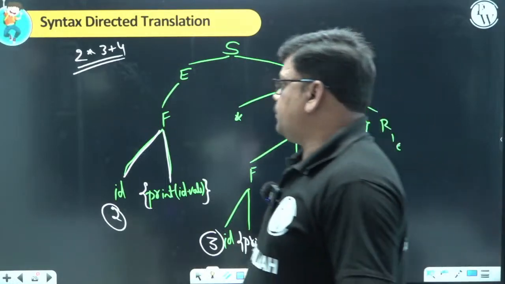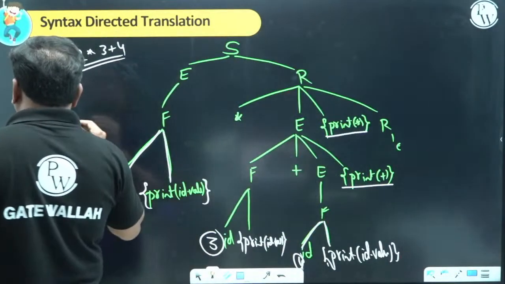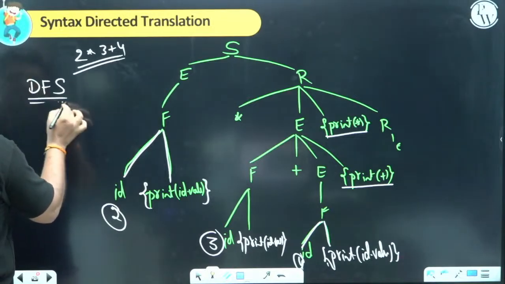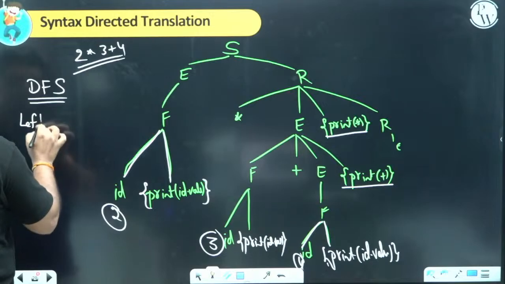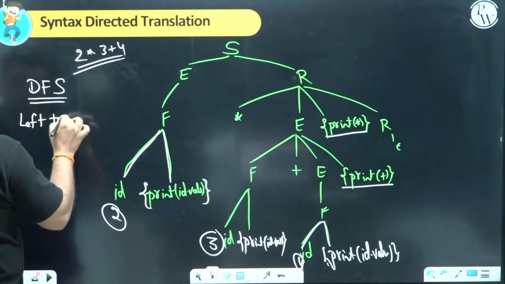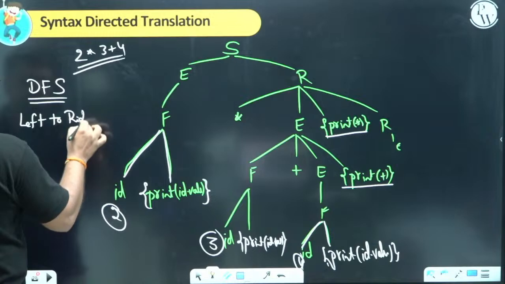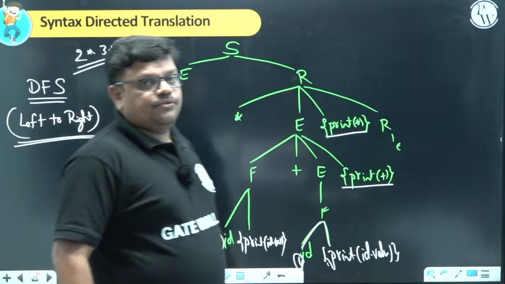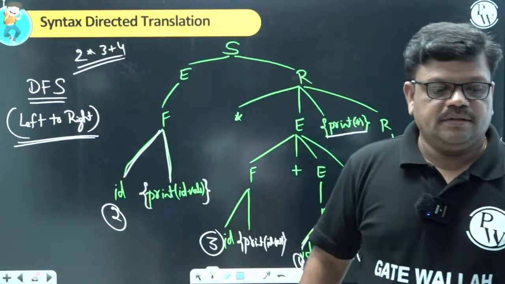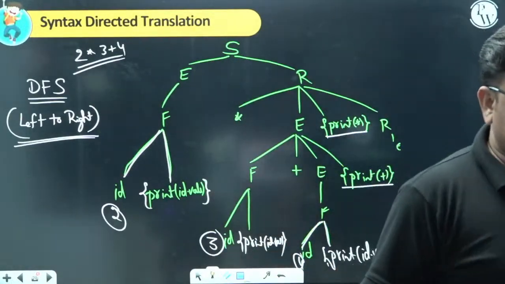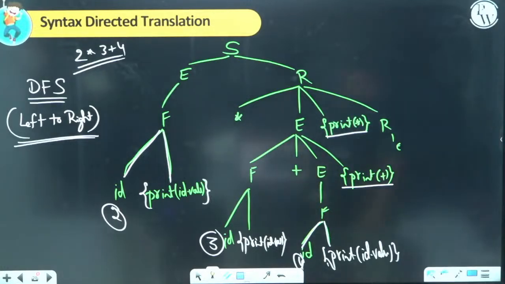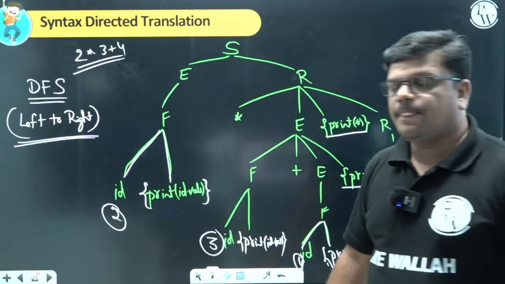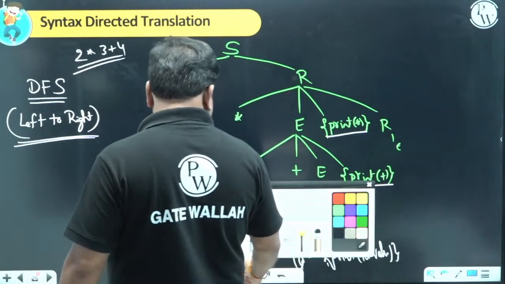Then what you have to perform is depth first search, DFS, left to right. Execute all this. Perform the traversal left to right on this. Travel this tree in depth first search, left to right manner. Then however the rules are executed, in that way our semantic rules also will be executed. Okay, so let us perform DFS left to right.